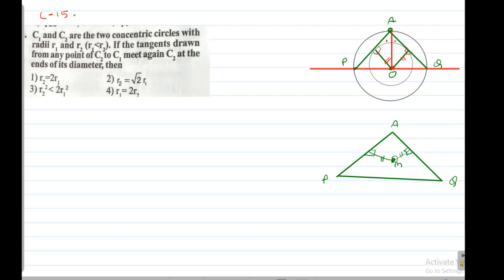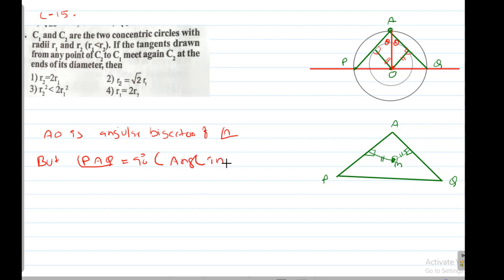Means these two angles are equal. So I will write now that AO is the angular bisector of angle A. So this is say theta, so this is also theta. Interesting thing is, but angle PAQ is 90 degrees. Why? This diameter PQ is the diameter for the bigger circle, angle in a semicircle.